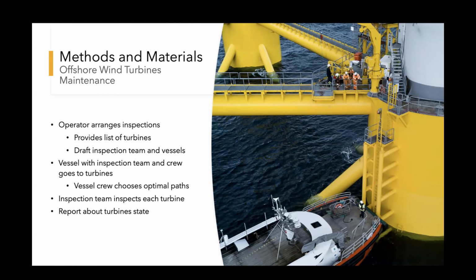The overall process is the following. Firstly, the operator arranges inspections. He provides a list of turbines that should be maintained, and drafts inspection teams and vessels. Then a vessel with the inspection team and crew goes to the turbines, where the vessel crew chooses the optimal path between turbines. Then the inspection team inspects each turbine and reports about the turbine state.